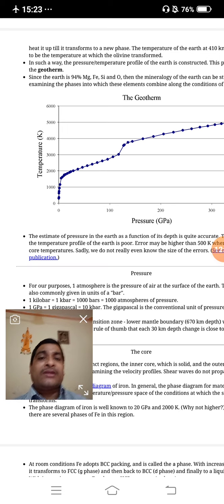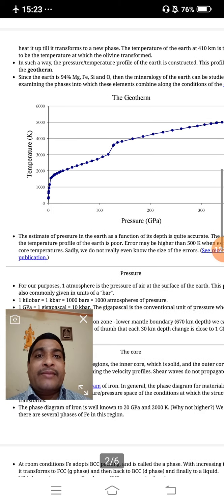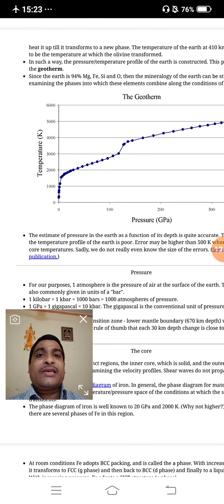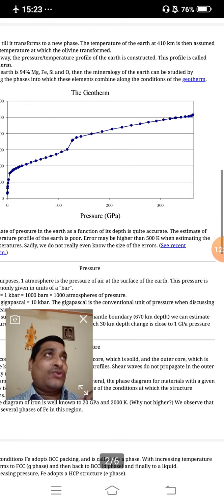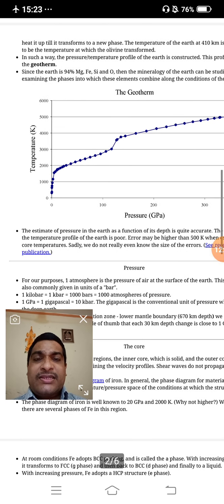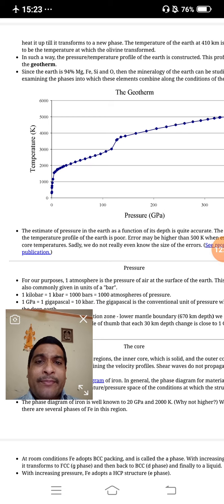94% of these minerals are found in the earth, the others only 6%. Then the mineralogy of the earth can be studied by examining the phases into which these elements combine, along with the condition of the geotherm. This diagram shows temperature versus pressure in the earth.